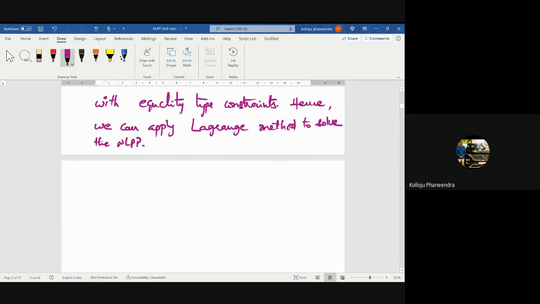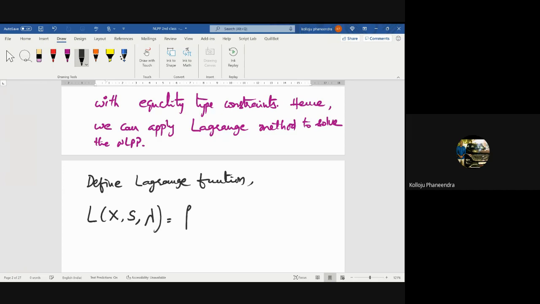Then define Lagrange's function. You know how to write Lagrange's function. L, the variables, all the variables are included in capital X, right? And what is the next one? Slack variables are there. So S is the slack variables, m slack variables are there, stands for S. And the Lagrange's multipliers are there.